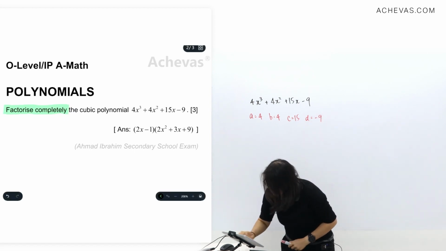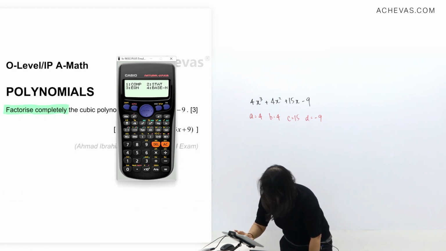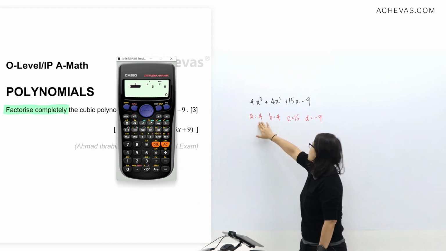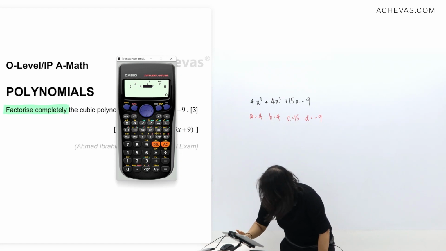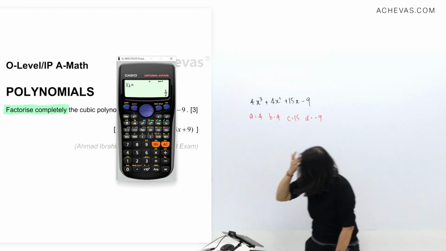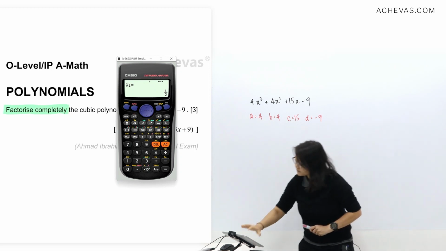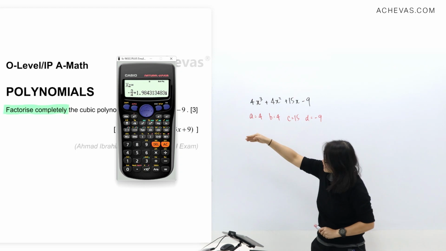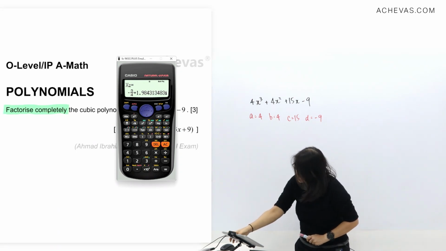Let me go to my calculator here. Mode, number 3. Find where's the cubic, number 4. Let me key in the coefficients: 4 equals, 4 equals, 15 equals, negative 9 equals. I'm going to click equals one more time. And I notice my calculator gives me one of the roots is half. The next one is something very long with an i there. We're going to ignore the next two.